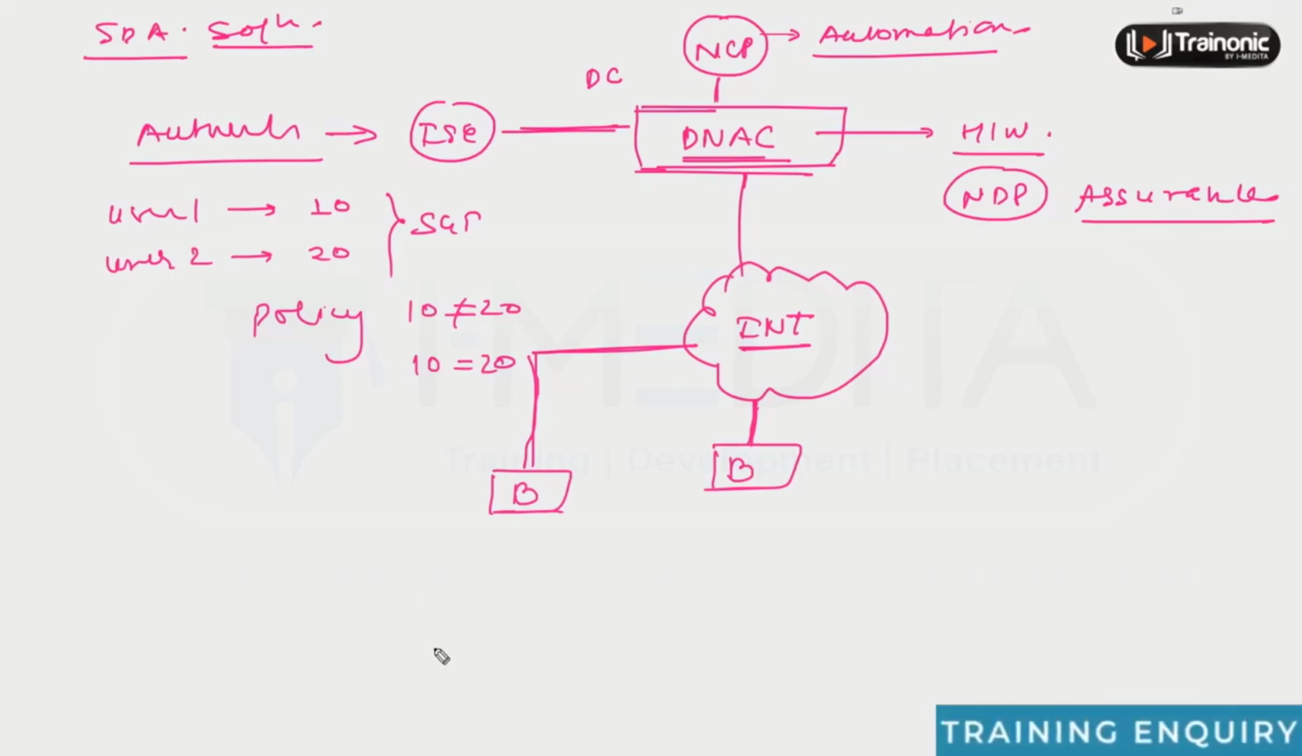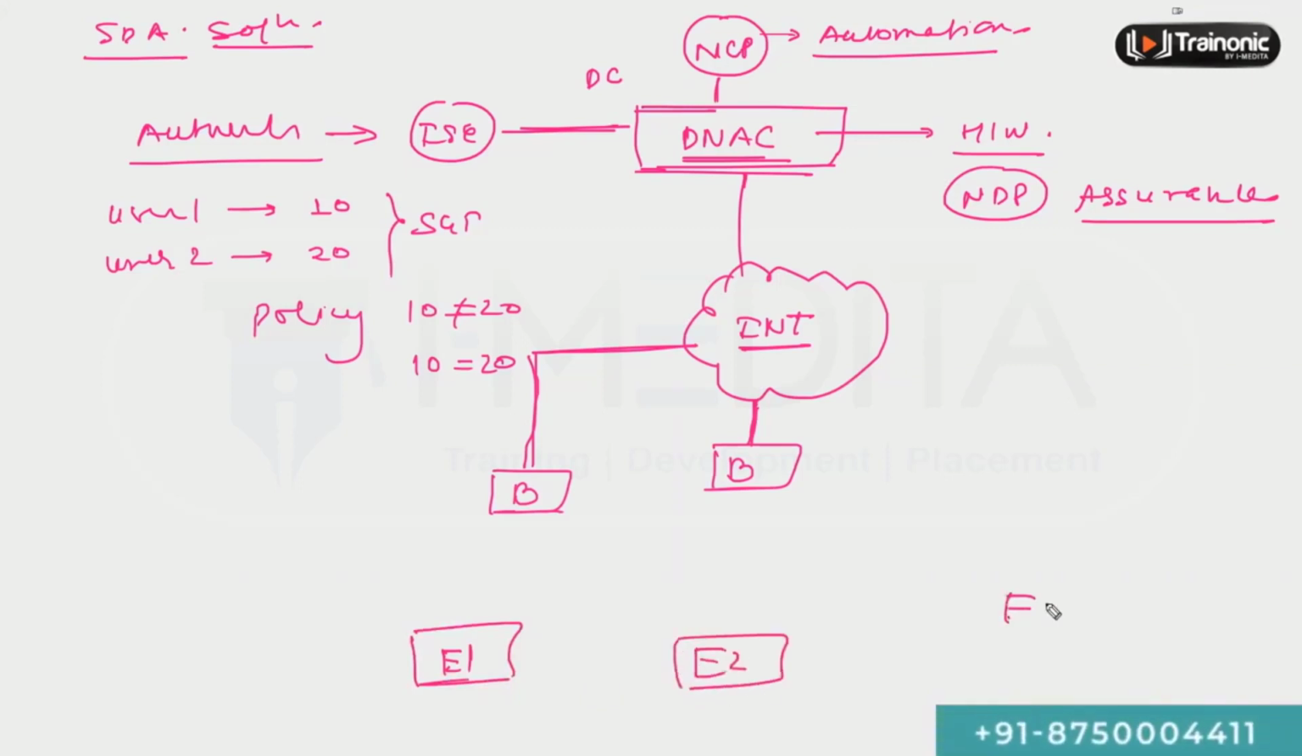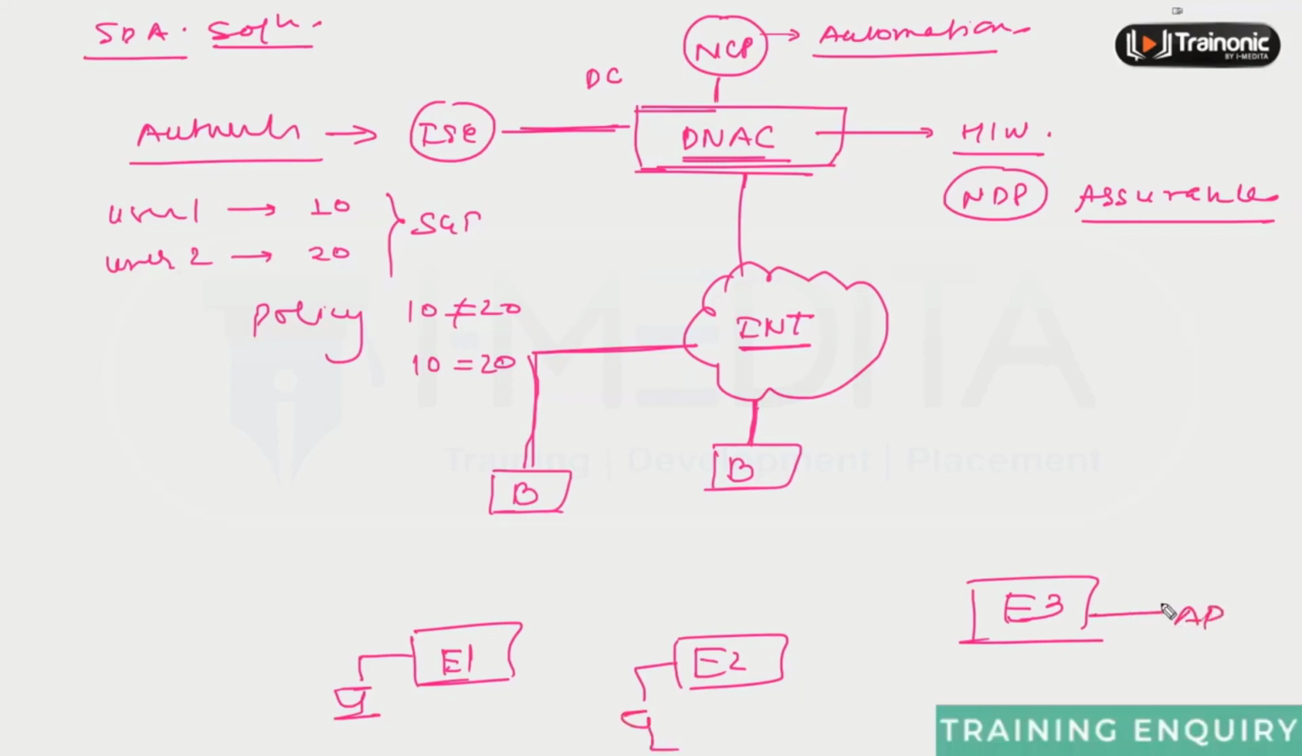Then we have these edge devices, let's call them S device 1, S device 2, and S device 3. These S devices are the devices where our wired or wireless users are connected. We can connect an access point, and from there a wireless user can be connected as well. These S devices are typically switches of your SDA fabric where the endpoints are connected.